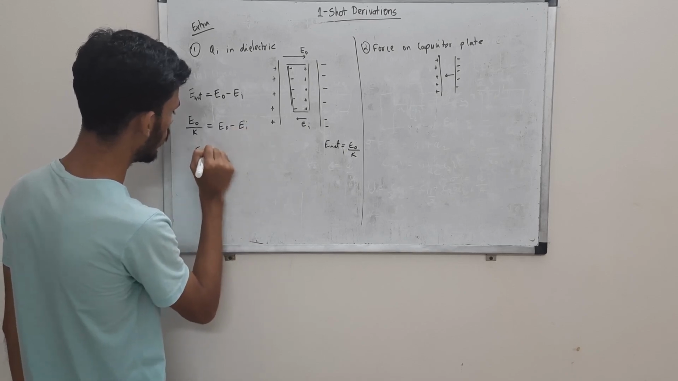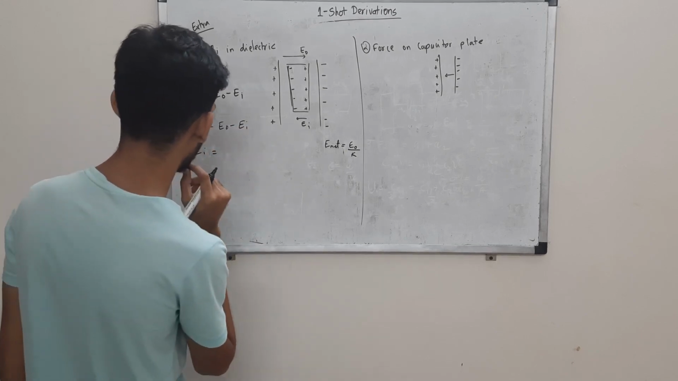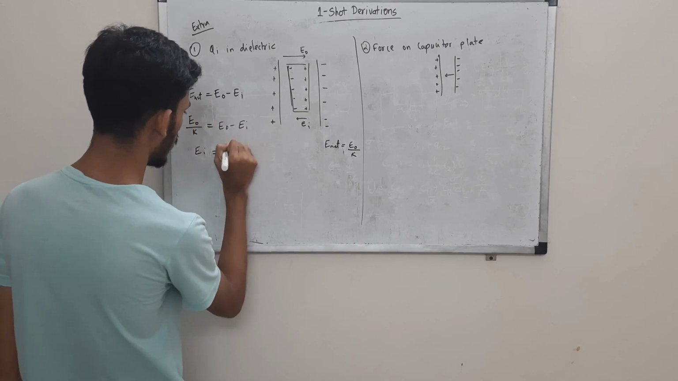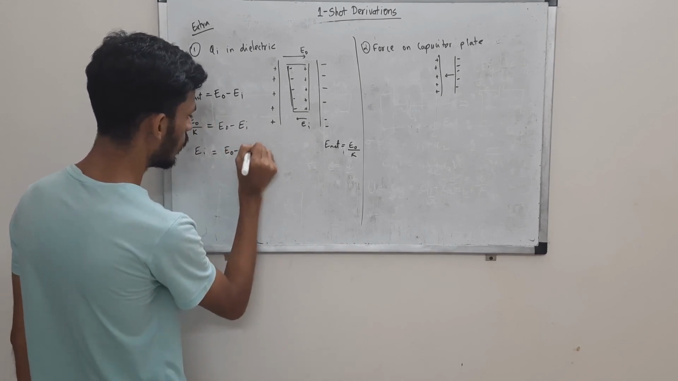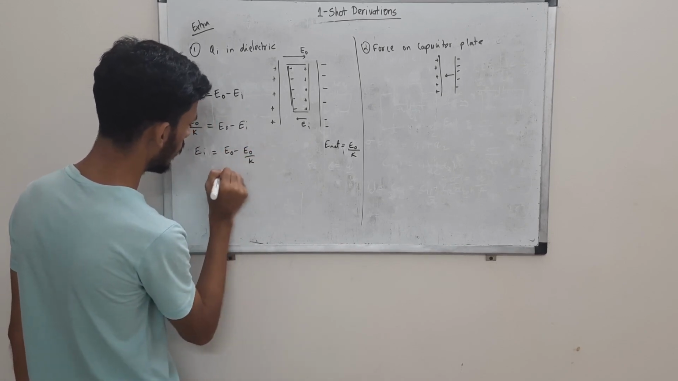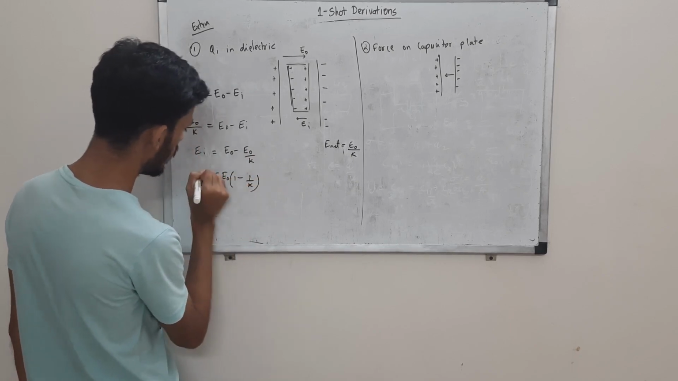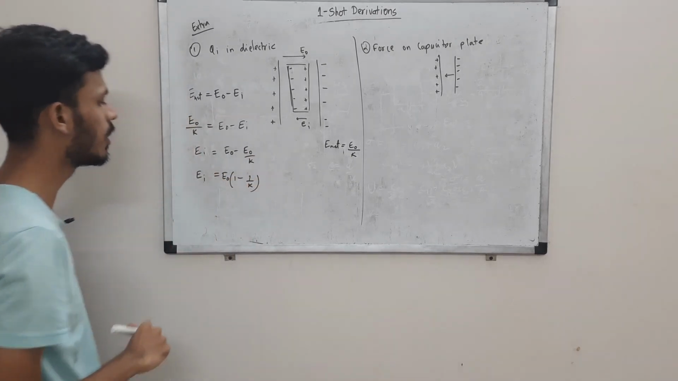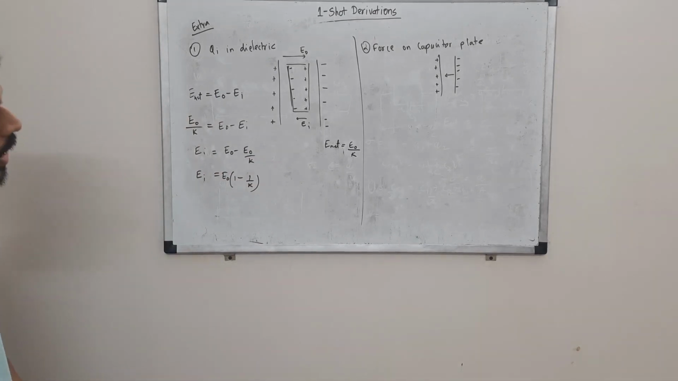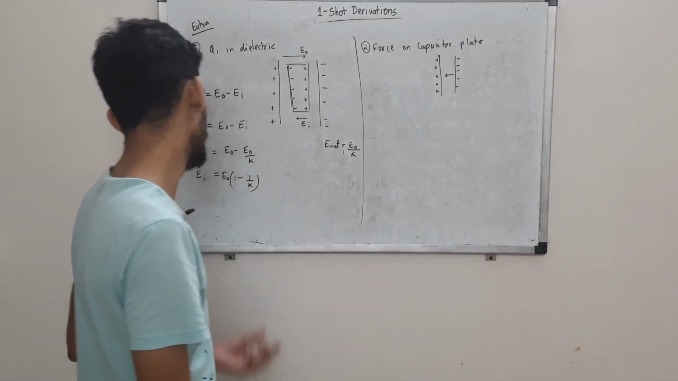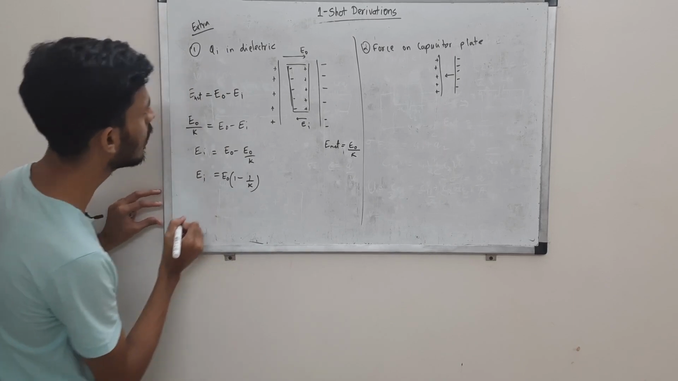So induced field will be nothing but EO minus EO by K. We can take EO common and we'll have 1 minus 1 by K. This is induced field, right? So from here we can find the induced charge. We can write sigma in terms of sigma, right?